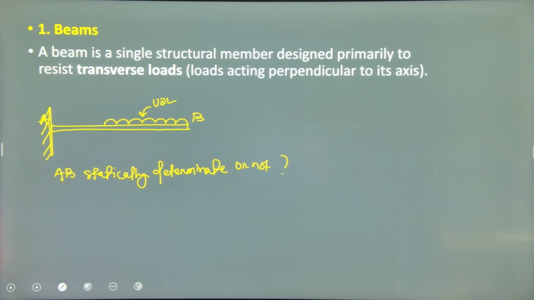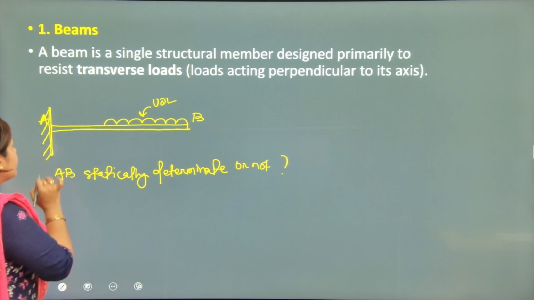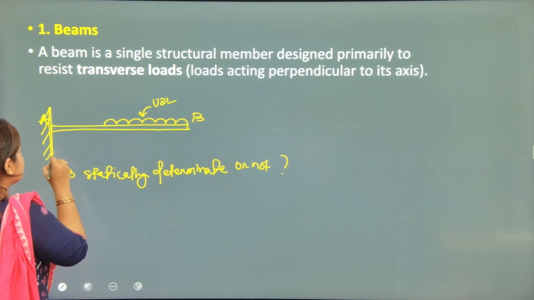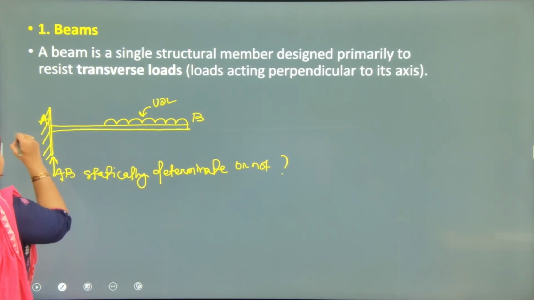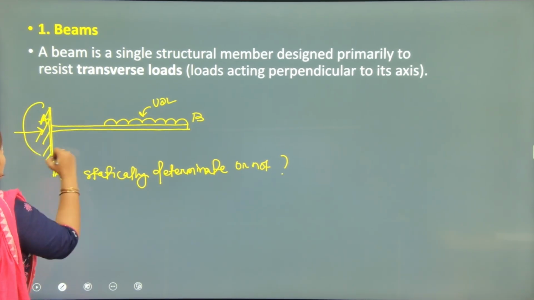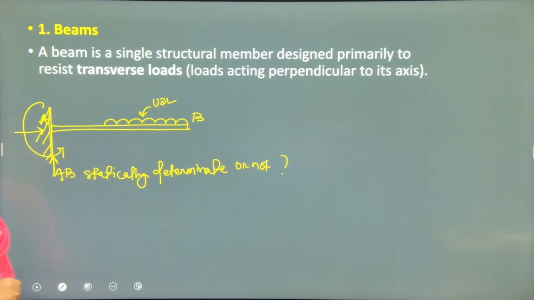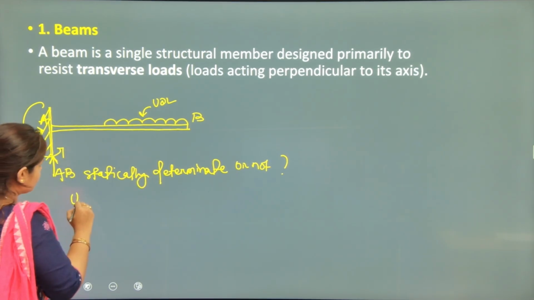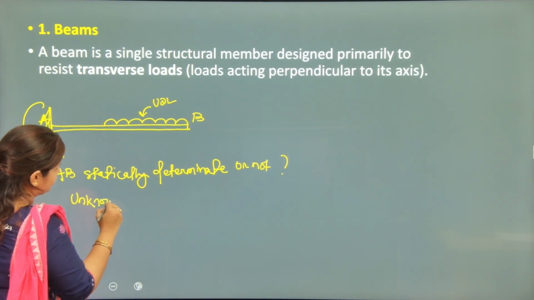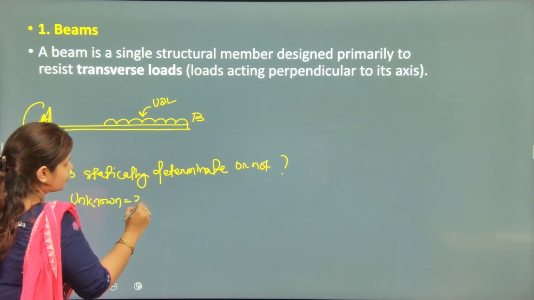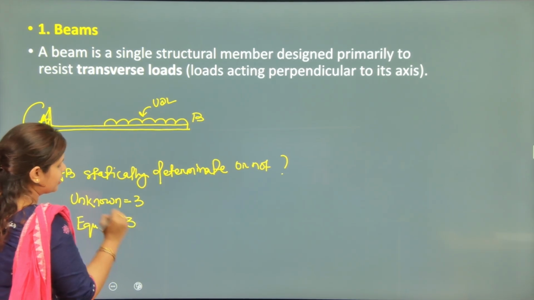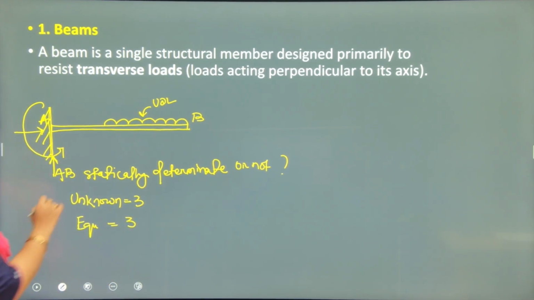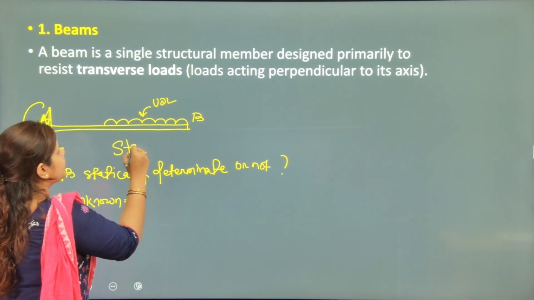So how to know that? From the fixed support we can say this has 3 reactions: vertical, horizontal, and also rotation. So here the unknown equals 3 and we can say the equations are 3. So this structure is a statically determinate one.